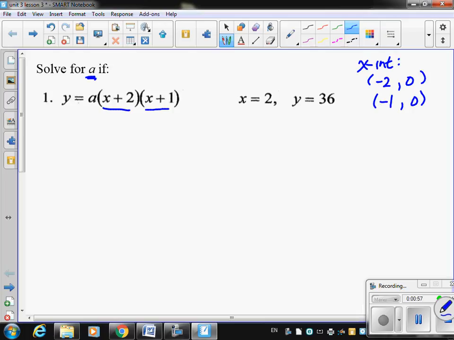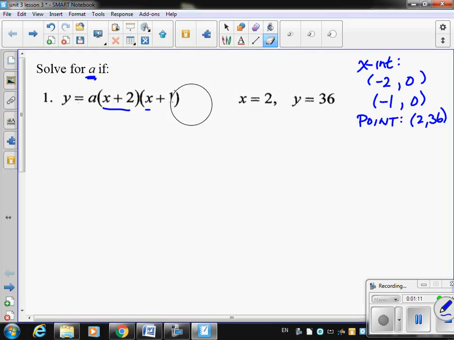We were also given a point. They gave it to us in kind of a strange way, but we knew the point that when x is 2, y is 36. So we could draw it and get an idea of what A is, but we're going to try today with no graph in front of us, see if we can determine A.